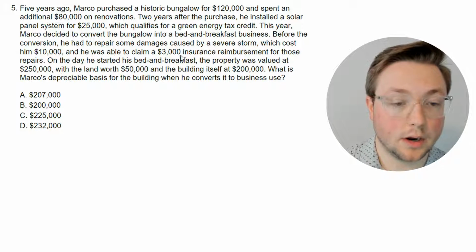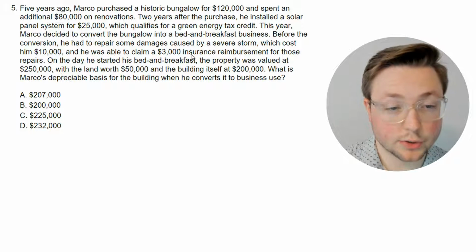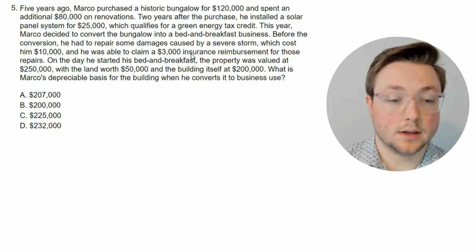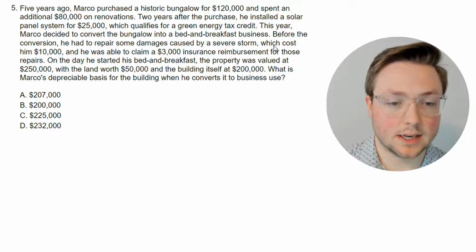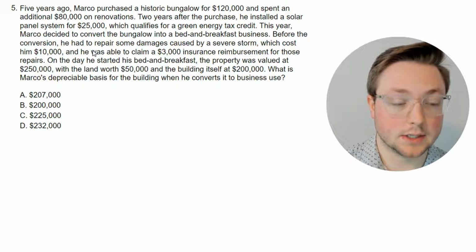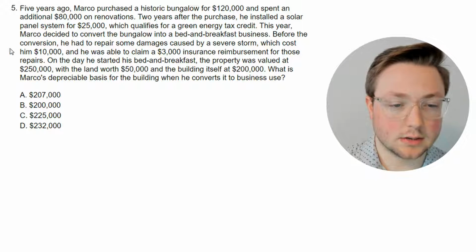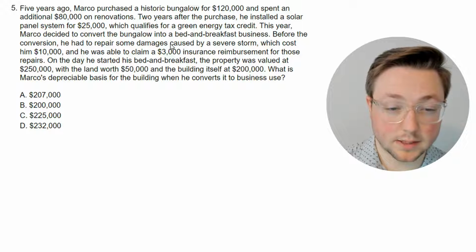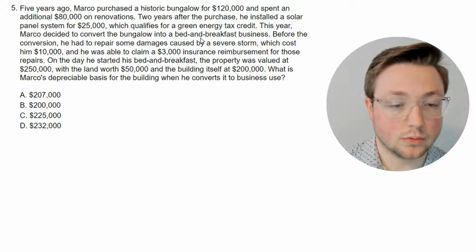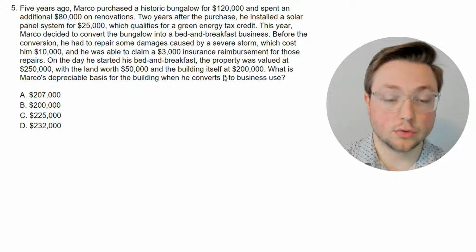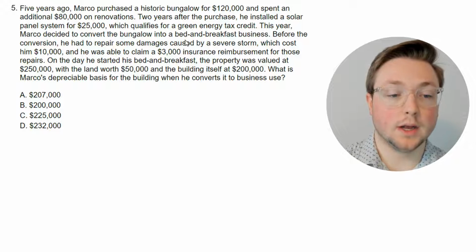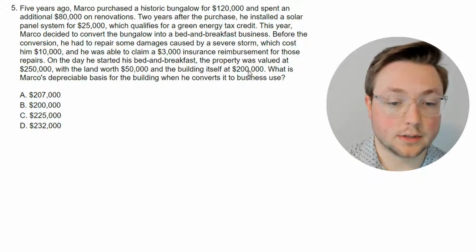Now, this is where, an insurance reimbursement going to affect the basis of the property? I don't think so, honestly, because first of all, it doesn't say anything about it being a federally declared disaster. So this looks like it might be more a personal expense. We'll see. So right now, $225,000 was the adjusted basis at the date of the conversion, and then the fair market value was $200,000. So just based off what we've learned so far, we can probably guess that it's $200,000.